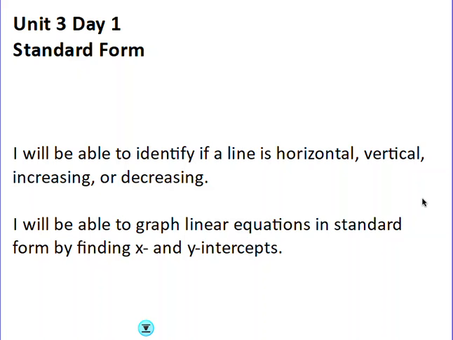Today we're going to talk about standard form for linear equations. By the end of this video, you should be able to identify if a line is horizontal, vertical, increasing, or decreasing, and you should be able to graph linear equations in standard form by finding the x and y intercepts.